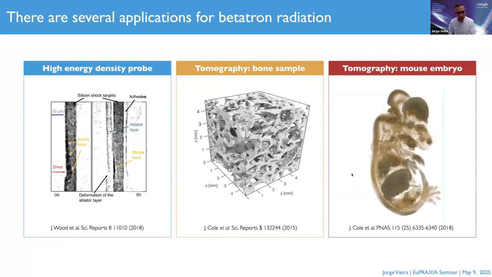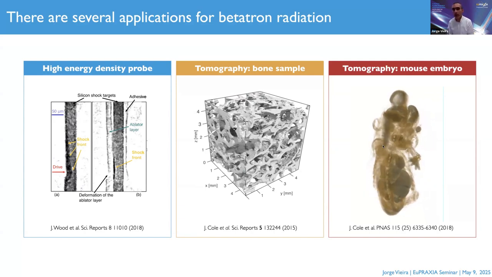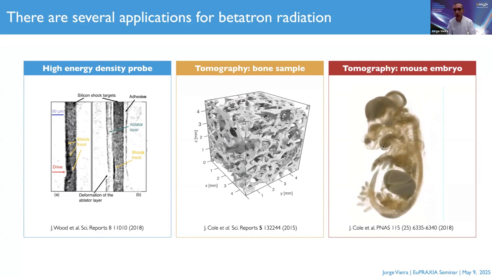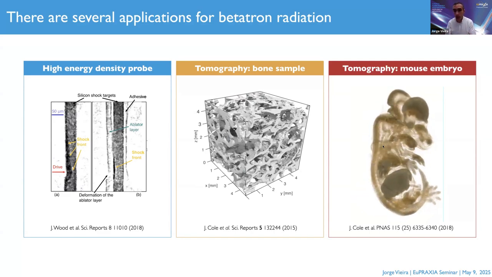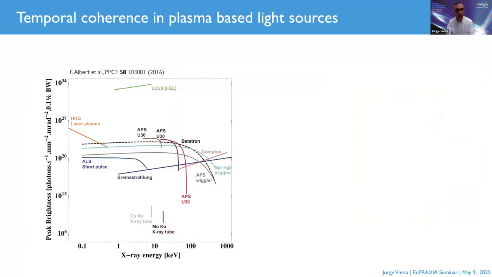So now Betatron radiation has been used for several applications. For example, to probe high energy density states. Here Betatron radiation was used to probe a laser-driven shock in a solid target. It has also been used to provide tomographic reconstructions of biological samples with extremely high resolutions. Here in the middle, we see a tomographic reconstruction of a bone sample, and here on the right, we see the reconstruction of an embryo of a mouse, for example. All this was done using Betatron radiation in the laser wakefield accelerator.